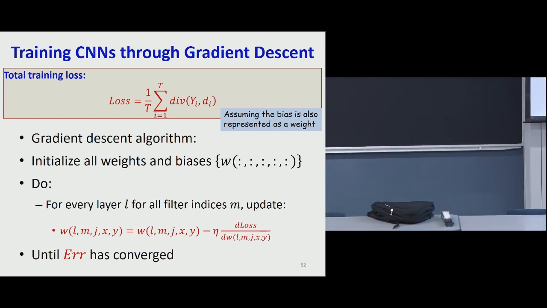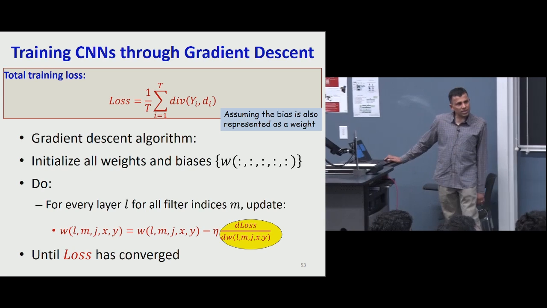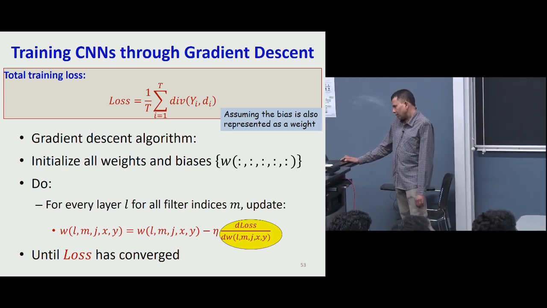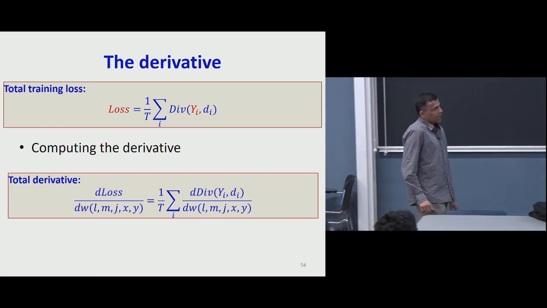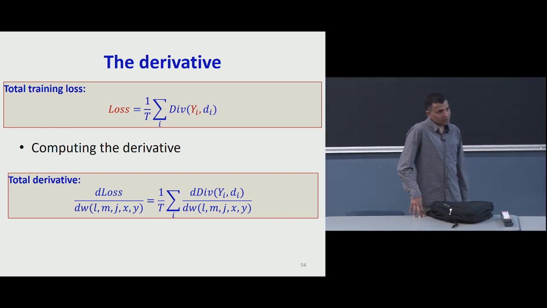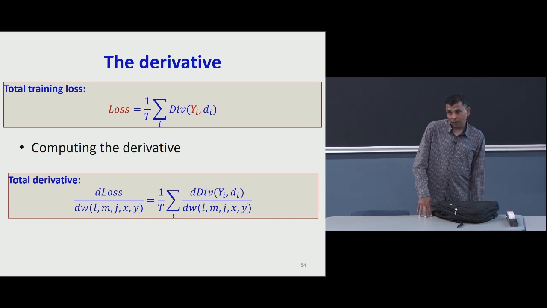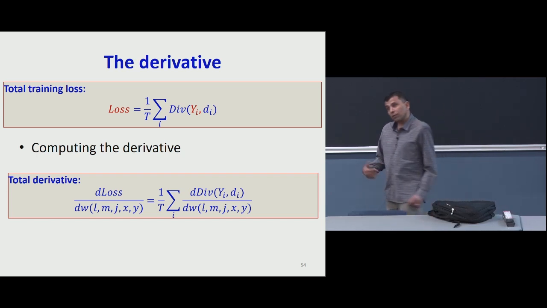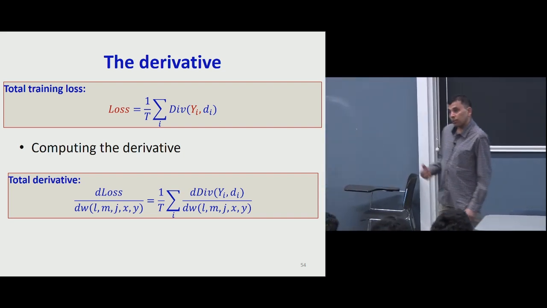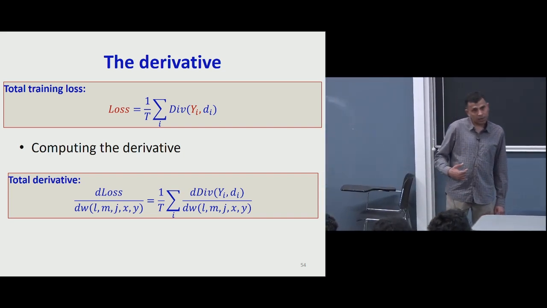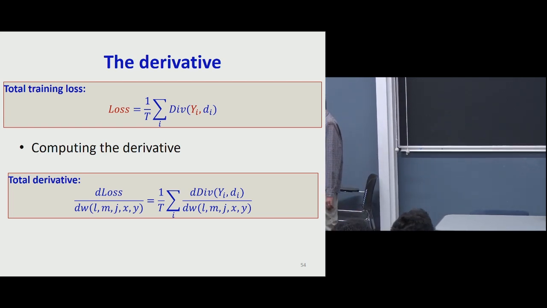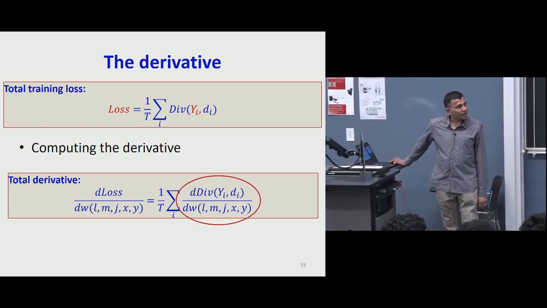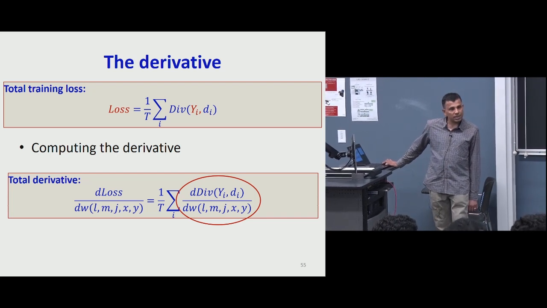So the key here is how exactly do you compute this derivative. Now, the loss, exactly as before, is just the average divergence over many training instances. So the derivative of the loss with respect to any parameter is going to be the average of the derivatives of the divergences for each of the training instances with respect to that parameter. Again, nothing new over here. And so the key really is how do we compute this derivative, right?